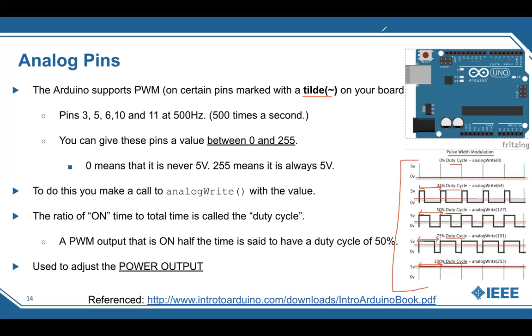pin 10, pin 11. Okay, you can give the pins a value between 0 and 255. So 0 means 0 volts and 255 means 5 volts. And the reasoning behind that, if you think about it, 2 to the 8 is 256, minus 1. Because if we do 0 to 2 to the n minus 1, that would be from 0, and then 2 to the 8 minus 1, that would give you 255.